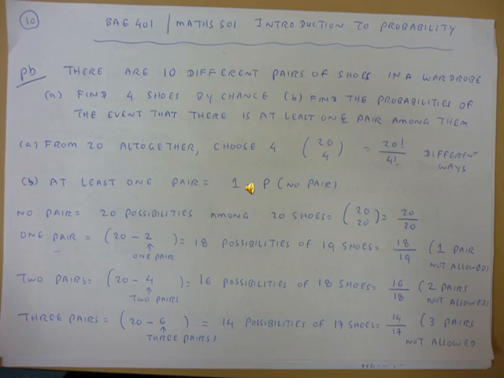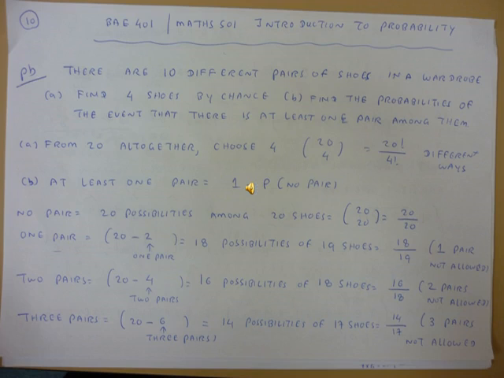The next one will be the BAE401 and the MES501 introduction to probability. Probability is for uncertainty. How does the uncertainty happen? What will be the possibility of it occurring? This function is a probability. So let us see that problem.